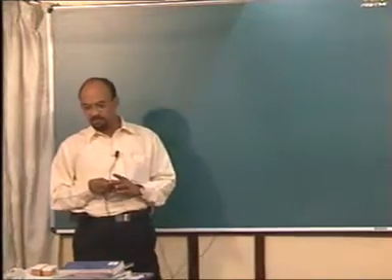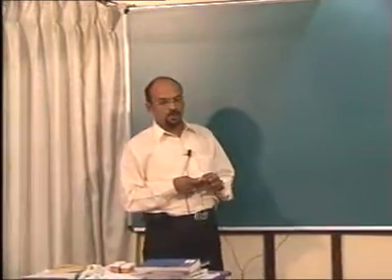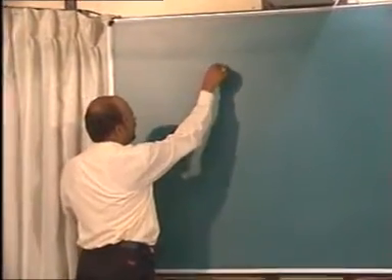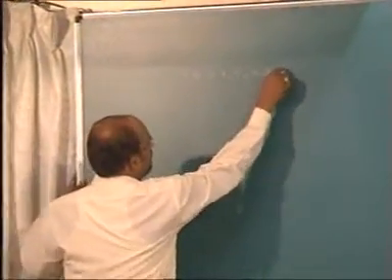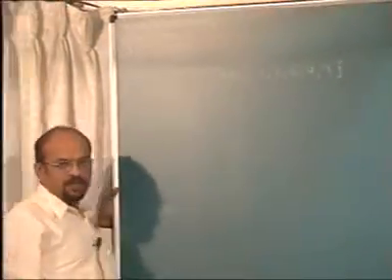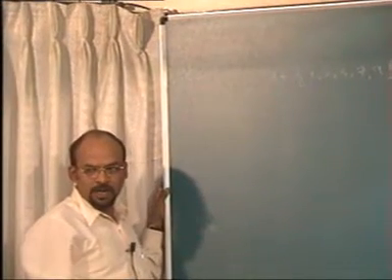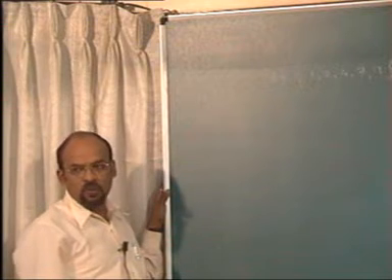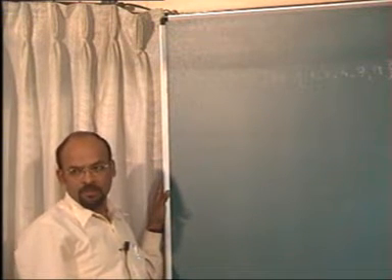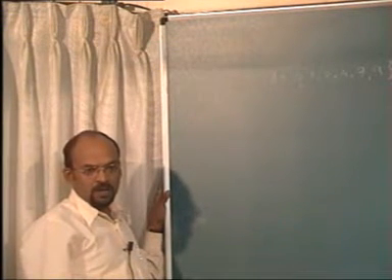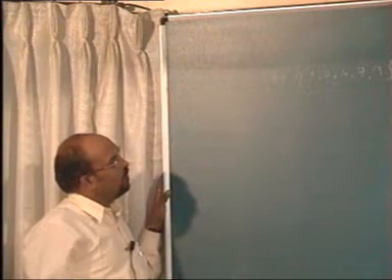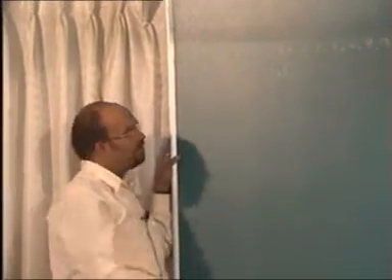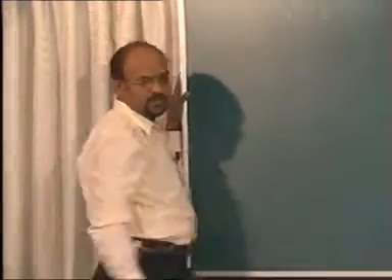What is a set? It's a collection of elements. So set A will be written as, say, 1, 2, 4, 7, 9. It's a finite set. Is it numerable? A numerable set is one in which you can count the elements. This is numerable. And what will be the cardinality of this set? 5. Cardinality is the number of elements in it.